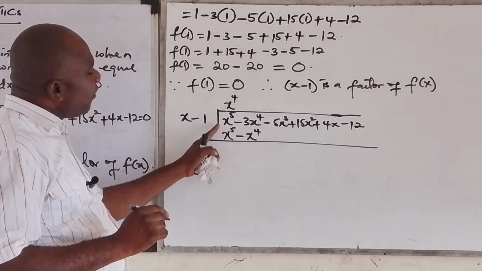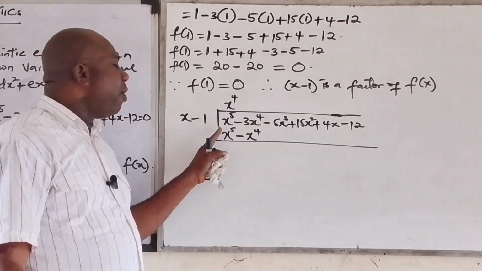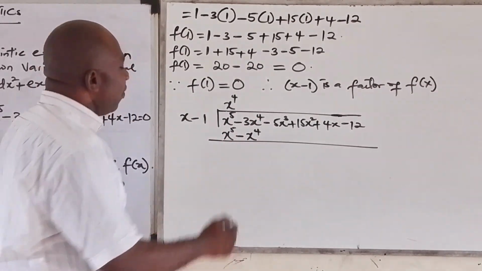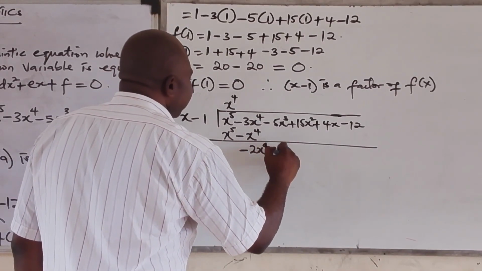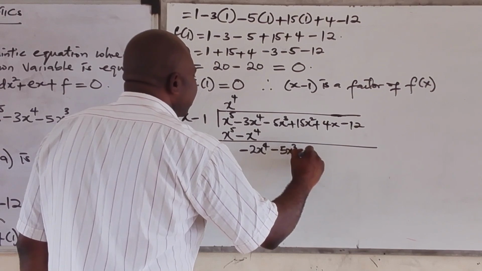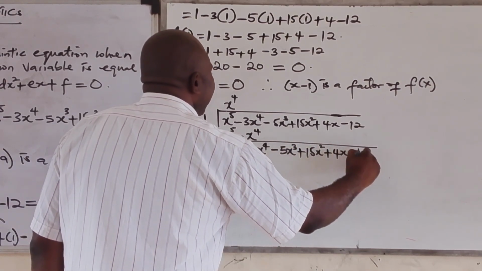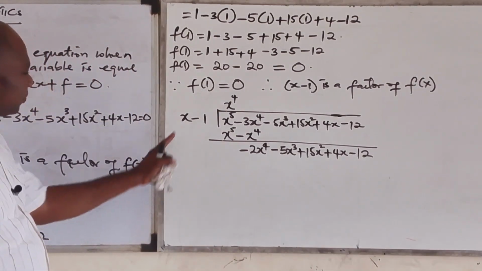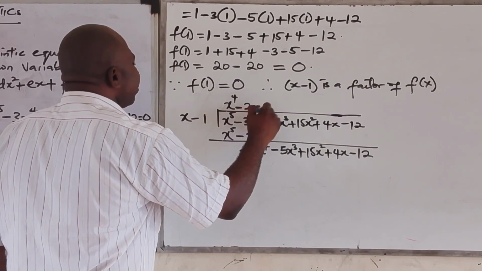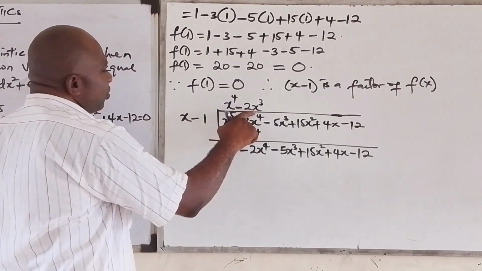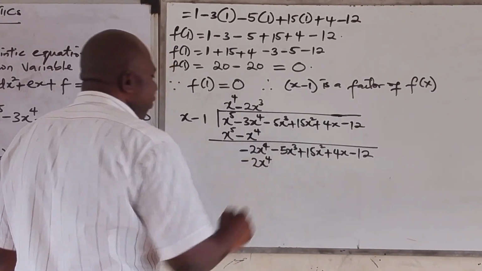Now x power 5 minus x power 5 is 0, minus 3x power 4 minus x power 4 gives us minus 2x raised to the power of 4. Then you drop this down, minus 5x power 3 plus 15x squared plus 4x minus 12. Now you take it again. X into minus 2x raised to the power of 4 is minus 2x raised to the power of 3. Minus 2x raised to the power of 3 times x is minus 2x raised to the power of 4.